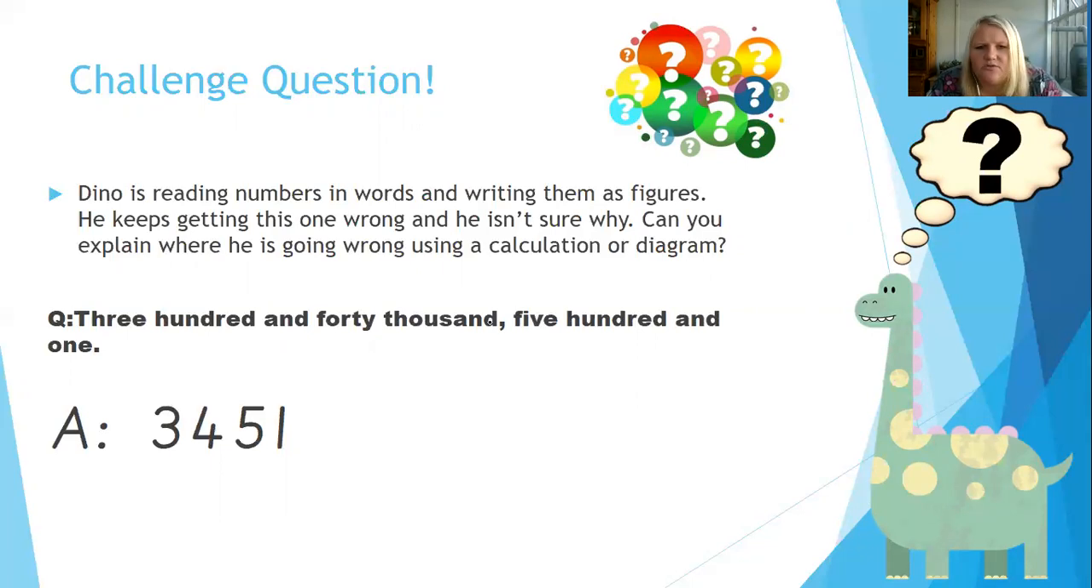Okay, so I'm not asking you to write long words. I'm not asking you to write sentences to tell me where it goes wrong. I want you to show me. So 340,501. He's written 3, 4, 5, 1. Pause the video and see if you can work out where Dino has gone wrong. Pause now.